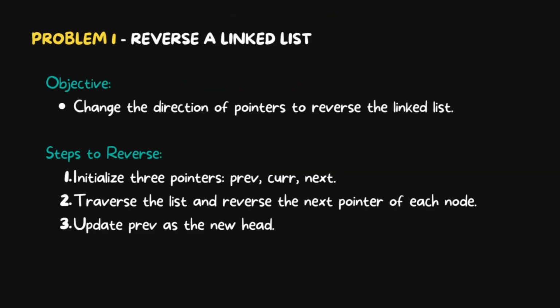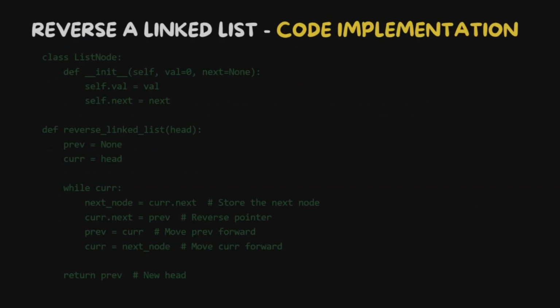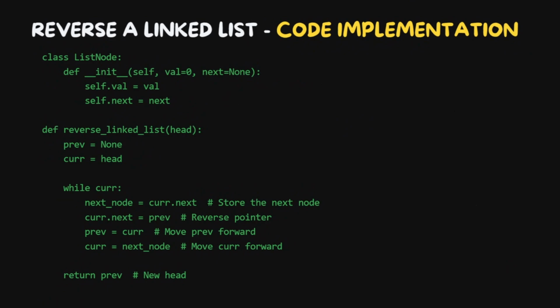Let's start with our first problem, reversing a linked list. Our goal is to change the direction of the links so that the last node becomes the first. We will use an iterative approach with three pointers: previous, current, and next. Now, let's look at the implementation. Here's the Python implementation. I will explain it line by line.